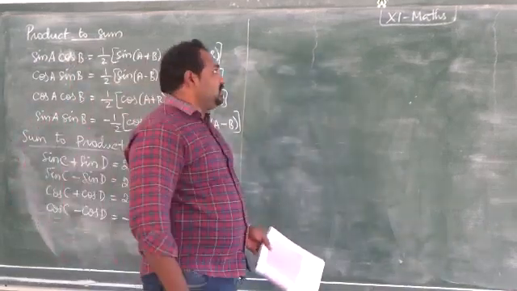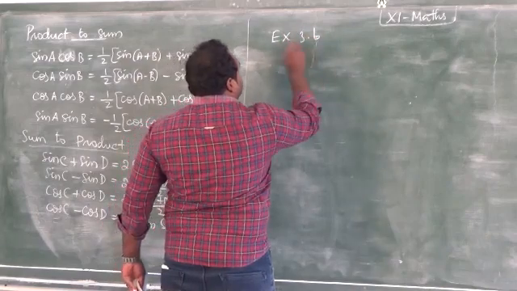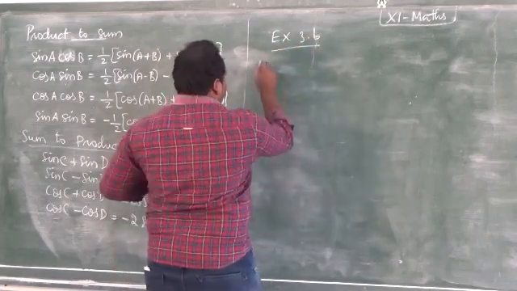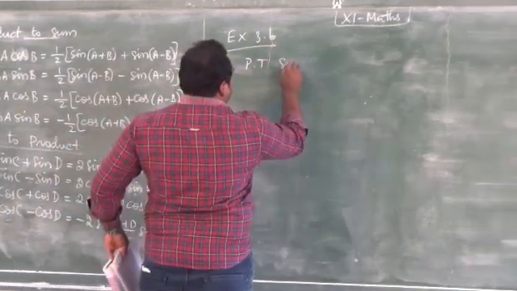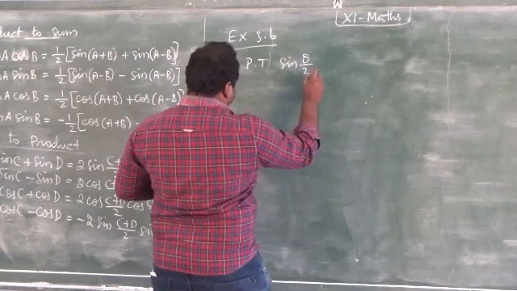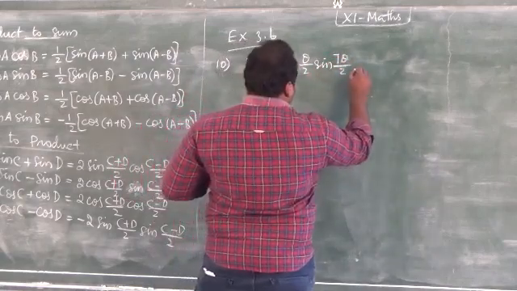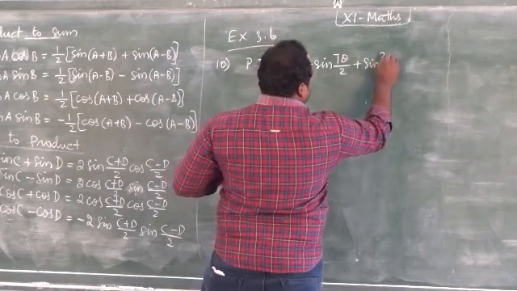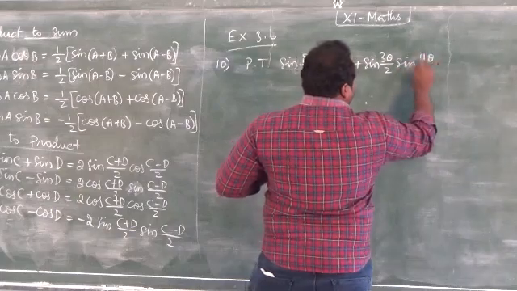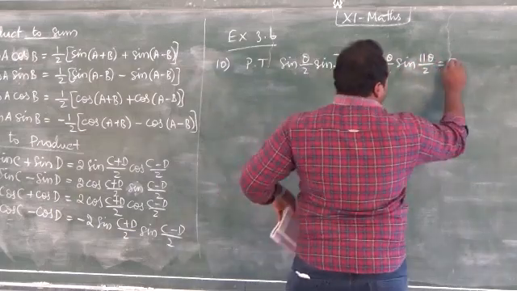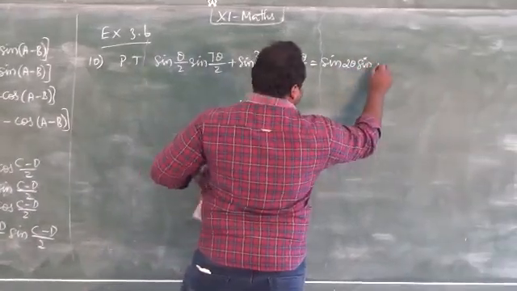Morning boys. Today we are going to see the continuation of exercise 3.6, problem number 10. Prove that sin theta by 2 sin 7 theta by 2 plus sin 3 theta by 2 sin 11 theta by 2 equal to sin 2 theta and sin 5 theta.